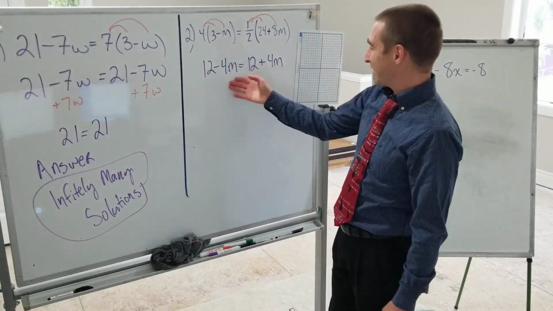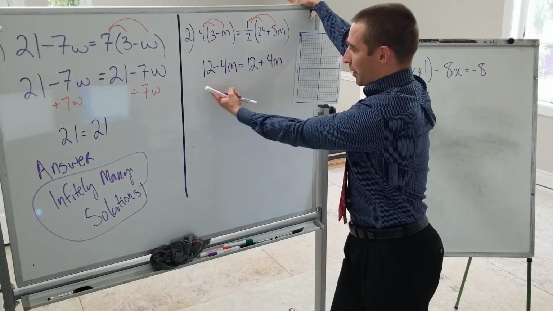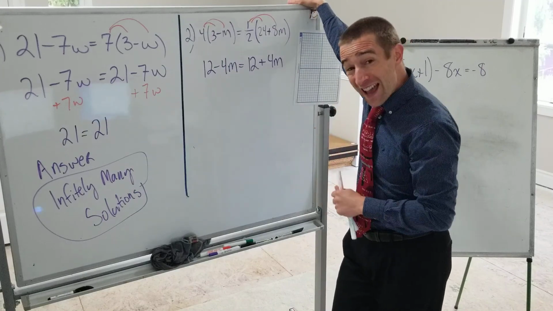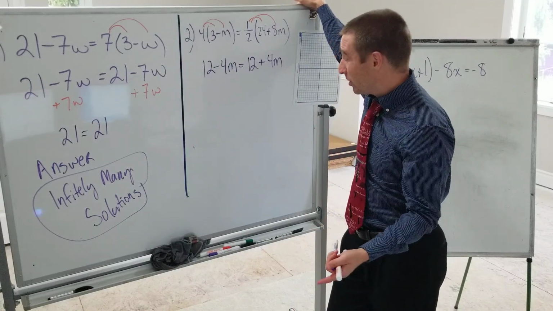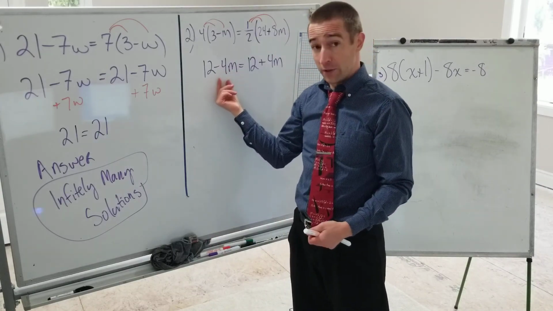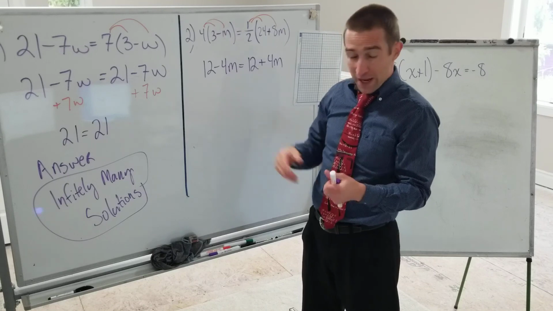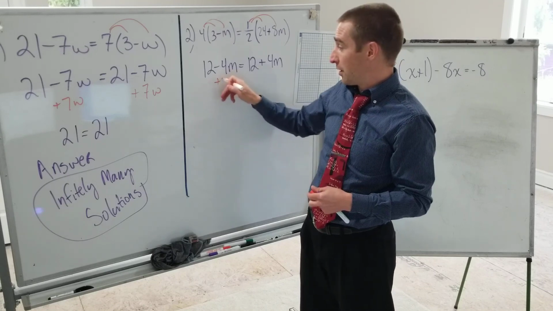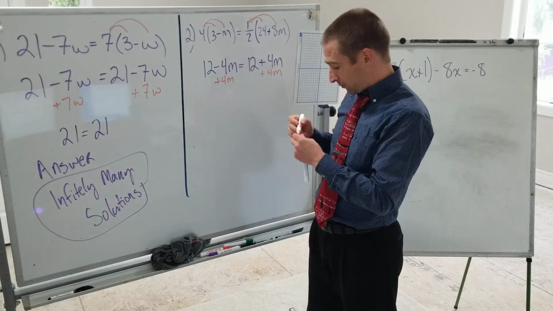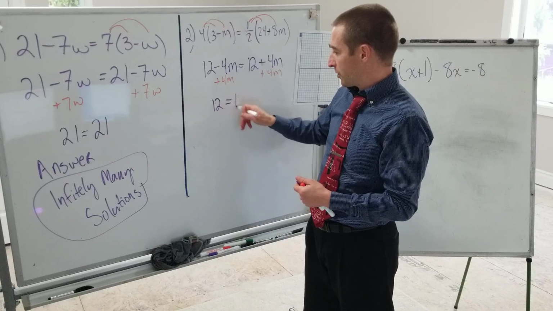So we look at this, and it looks the same, right? There's 4m, 12, and 12, but here there's a minus, and here there's a plus. So they're not exactly the same. What we're going to do is the opposite of one of the variable terms to see what happens. Here it's a minus 4m, so I'm going to add 4m to both sides. So plus 4m, plus 4m. And now I have 12 equals 12.